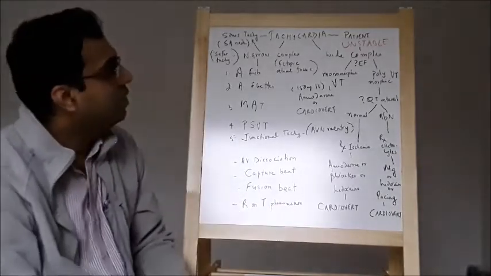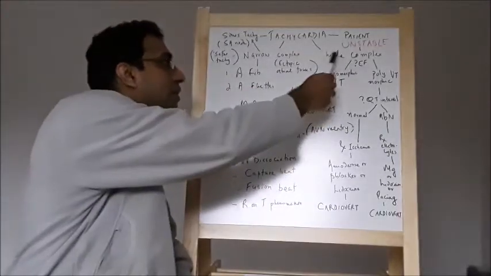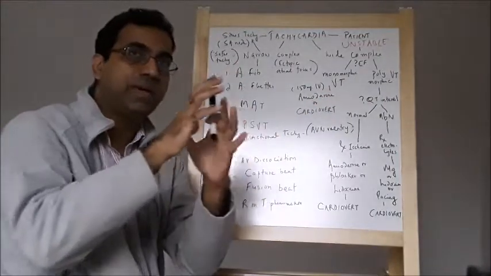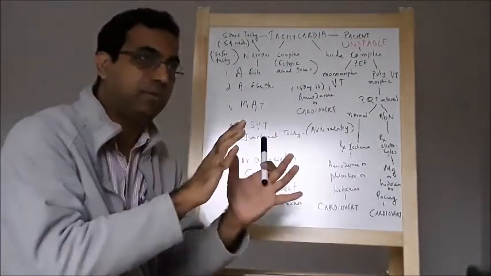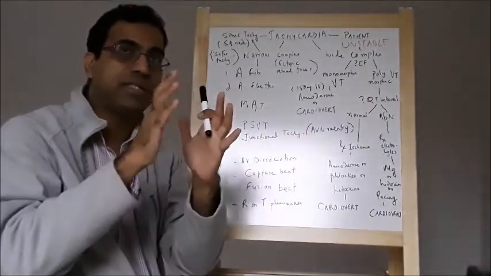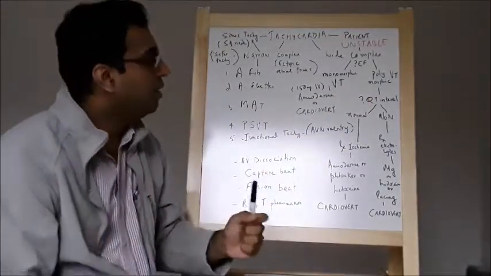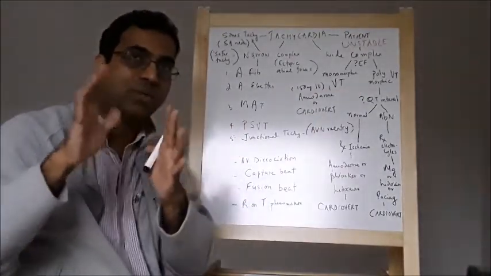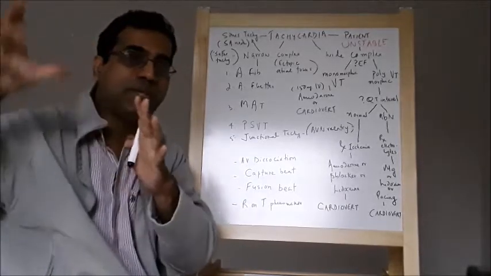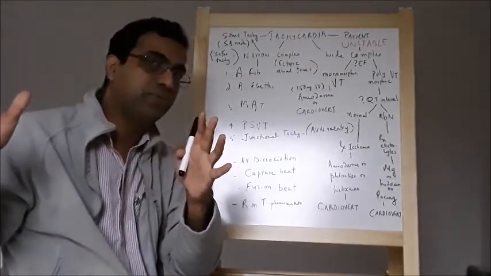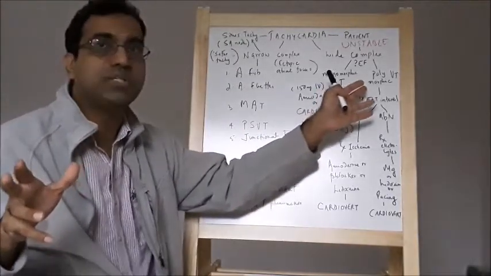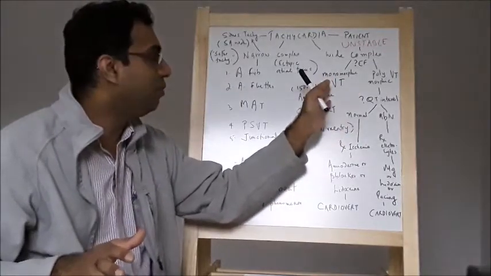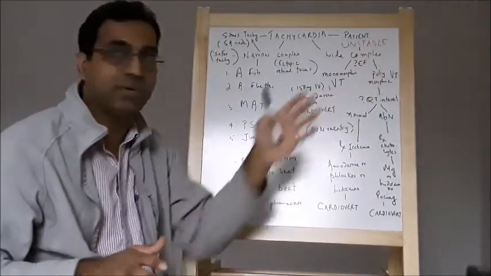When you look at the rhythm strip, you will have two kinds of wide complex rhythms. Either it will be monomorphic, meaning all the wide QRS complexes look the same, or you have polymorphic, which means that the QRS complexes look different. The polymorphic ones can be ones where the QRS complexes look different, and or they have a spindle shape formation, which means that they are torsades. So those are the two patterns that you would see in monomorphic ventricular tachycardia and polymorphic ventricular tachycardia.